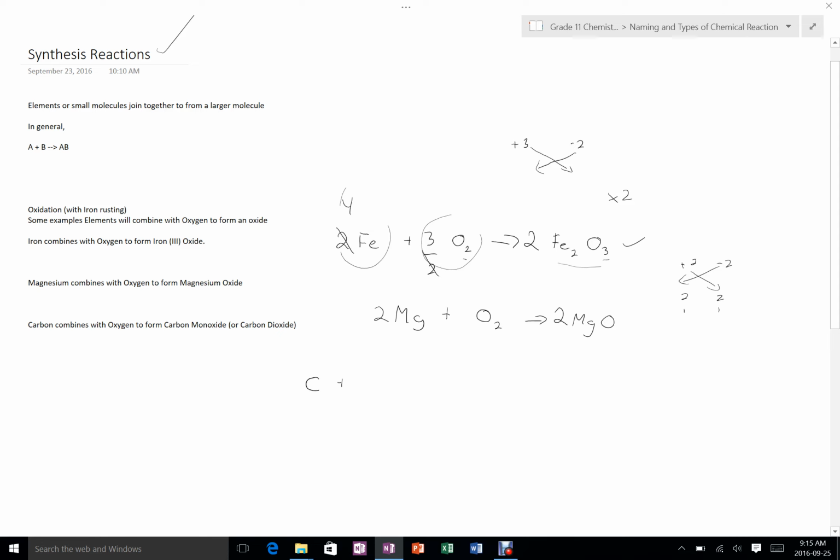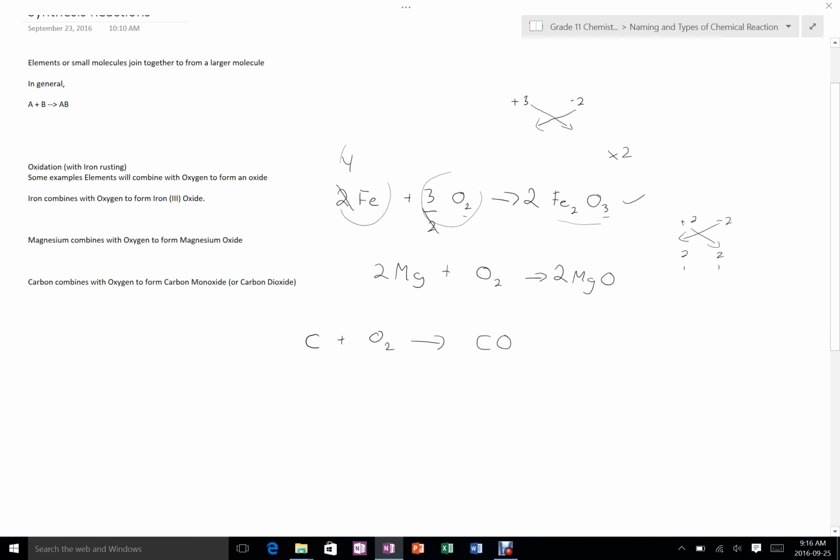Last one of oxygen combining with things. Carbon combines with oxygen. Again, I have to include oxygen as a diatomic gas because that's how it exists in nature. And here I'm having it come together to form carbon monoxide. If there was an excess of oxygen in the environment, it actually would make carbon dioxide. But what we're going to assume here is there's not as much oxygen as we want, and so we're getting some carbon monoxide produced.